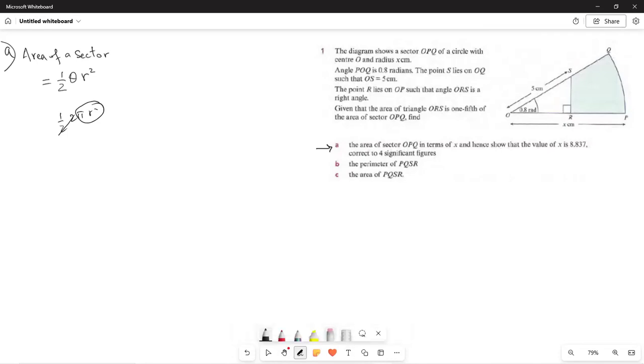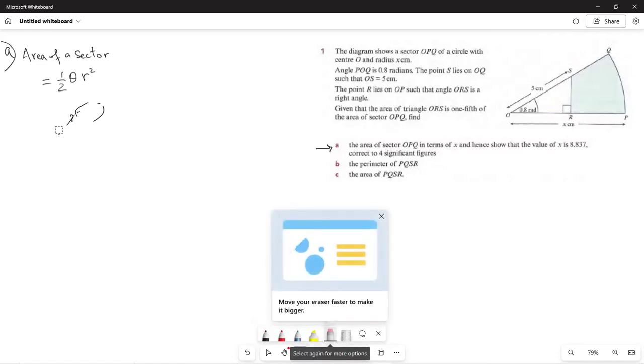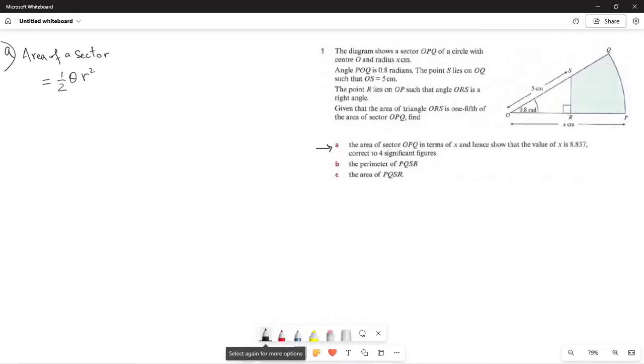Okay, so just want to make sure that we have this thing. This is the eraser. Erase this whole thing. So this is the correct formula. Now again back to it: 1 by 2, theta is 0.8 radian, and the radius is x, so this is x squared. So it will be 0.4 x squared. So we found the area of the sector in terms of x. Now we need to find the value of this x.